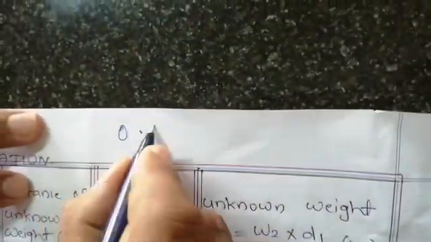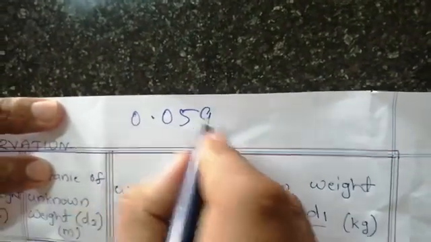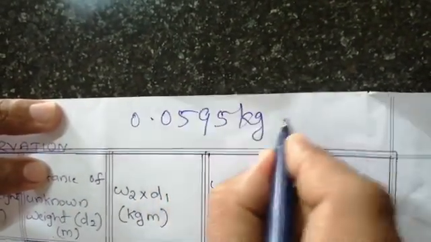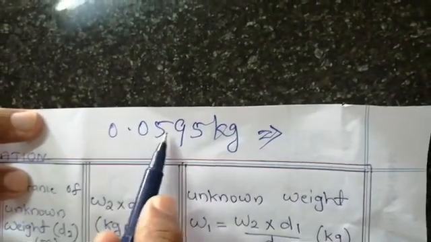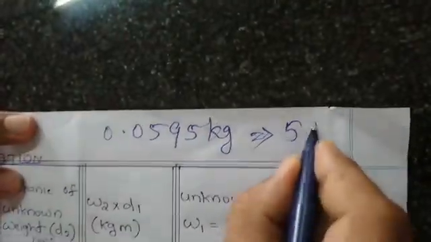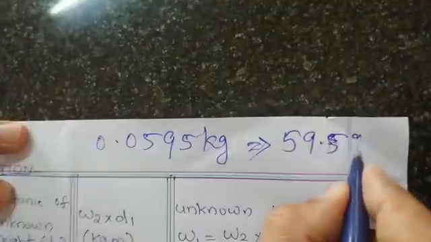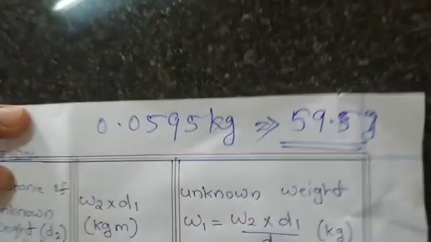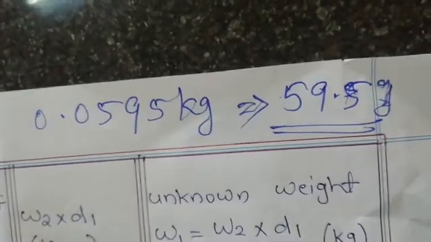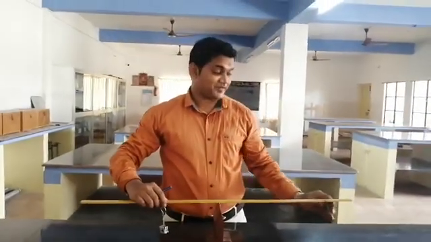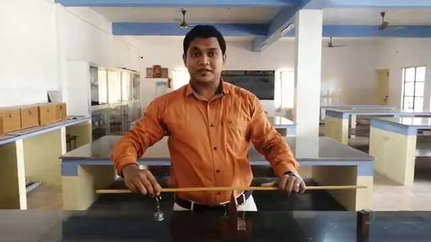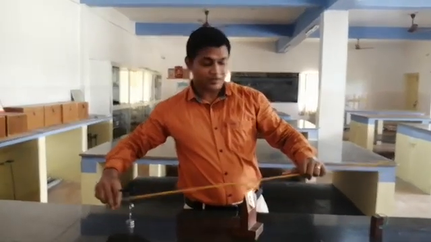I am writing the final answer over here. 0.0595 kilogram, which is equal in gram. How to convert kilogram to gram? Multiply by 1000, which is equal to 59.5 gram. That is the final answer. So that is the first chapter, first experiment, determination of unknown weight.